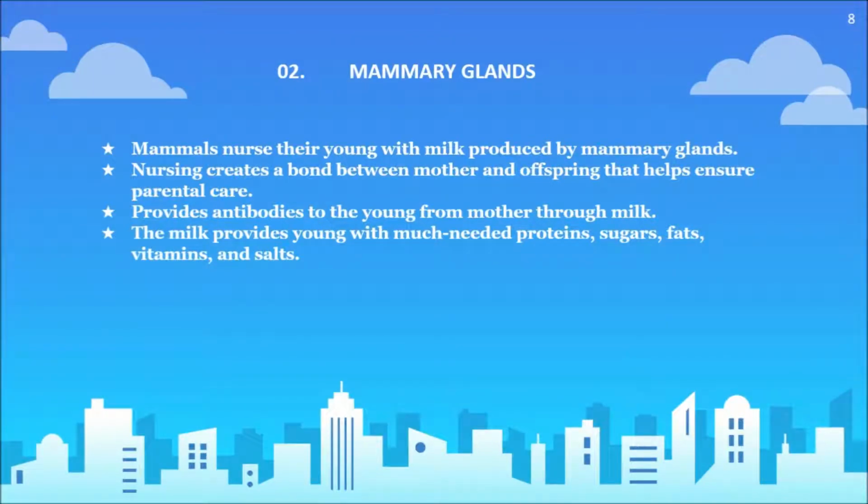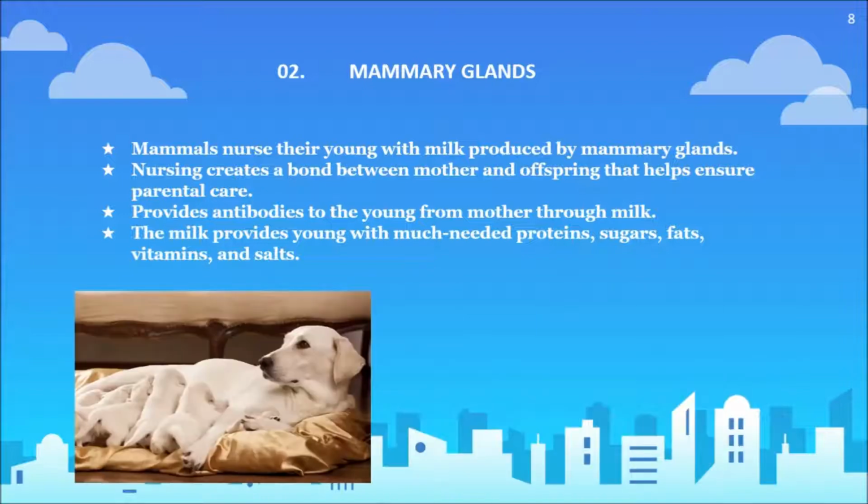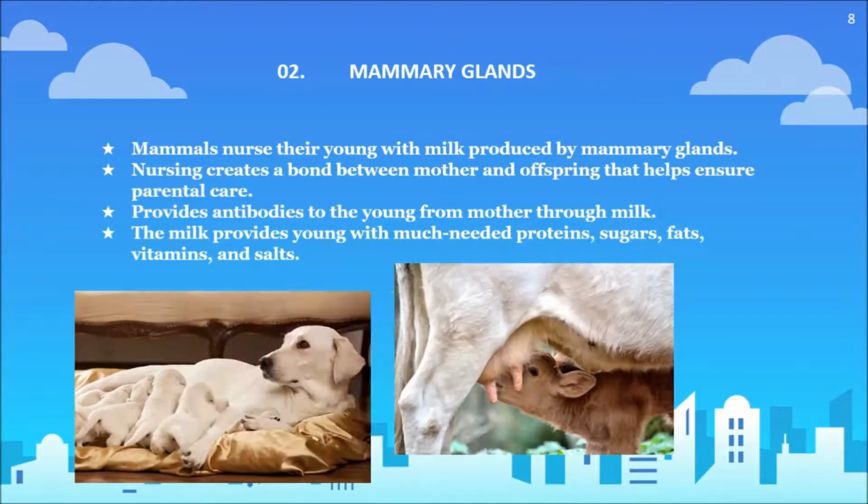Next characteristic is mammary glands. These glands enable females to feed their young without having to leave them to collect food, as birds do. Nursing also creates a bond between mother and offspring that helps ensure parental care while the young are helpless, and it provides antibodies to the young from the mother through the milk. The milk provides young with much needed proteins, sugars, fats, vitamins, and salts.